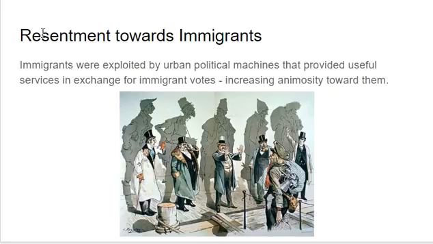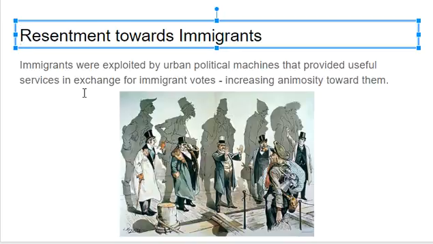However, the bad side is what started to happen is there began to be resentment towards immigrants. Resentment is kind of like where you don't like someone. And immigrants were exploited by urban political machines that provided useful services in exchange for immigrant votes. And this increased animosity towards them. So these political machines, they would give immigrants things they would need like health care, maybe dental care, but what they wanted was their votes.